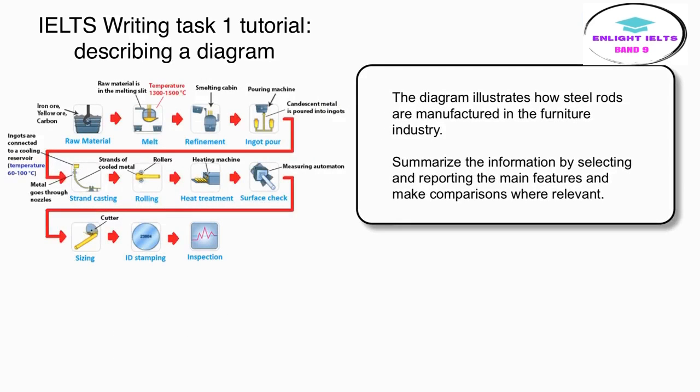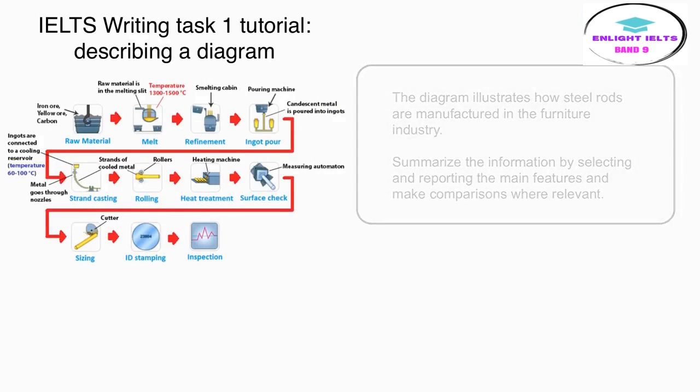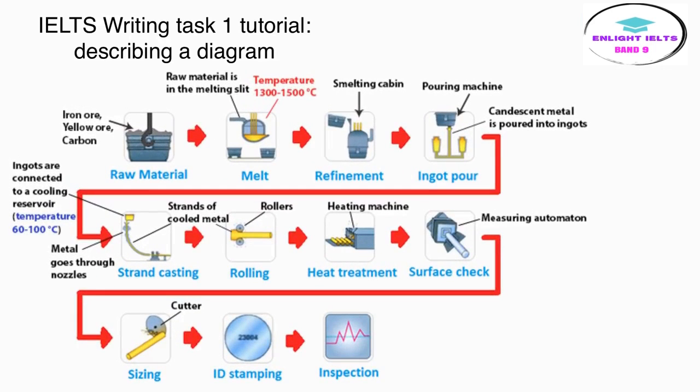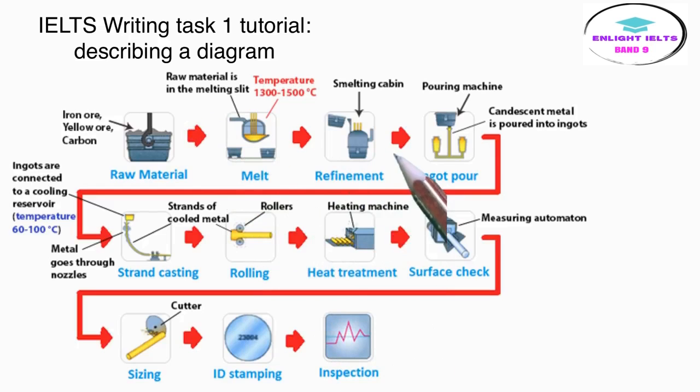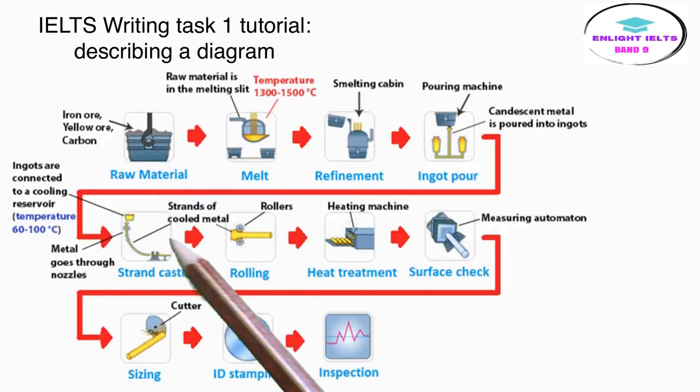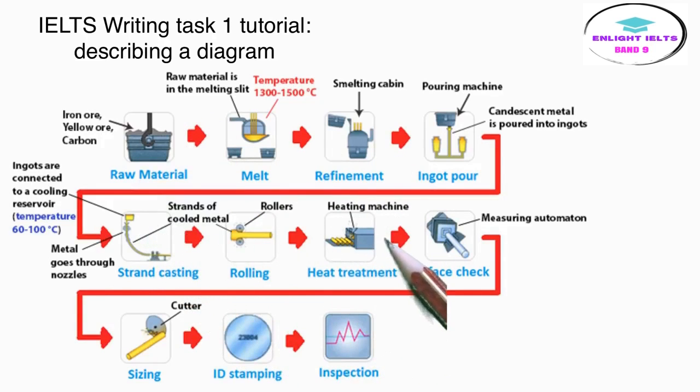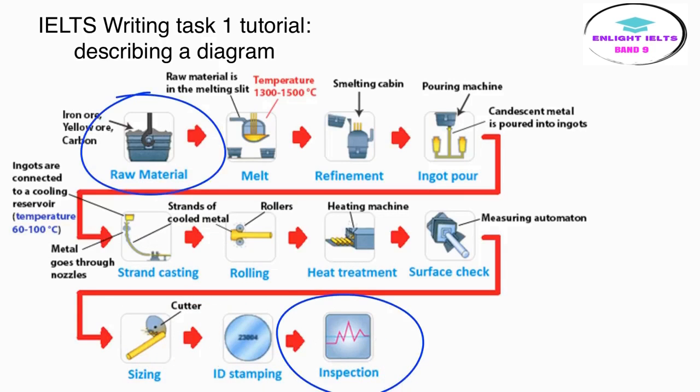Now, let's examine our diagram. In this case, it's a process diagram. It shows the process of manufacturing of metal rods. Each process consists of several stages. The first thing you need to do is to find the beginning and the end of the process. In our case, we start from the raw material and end with inspection.